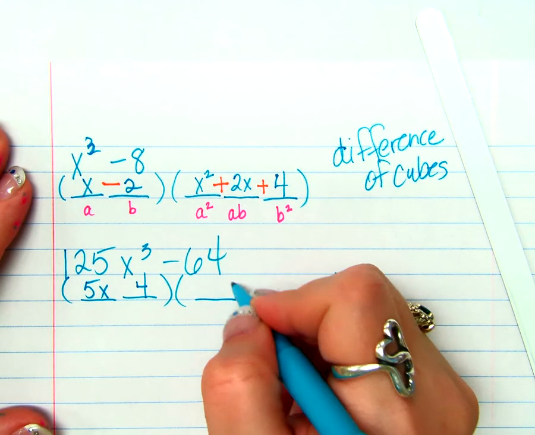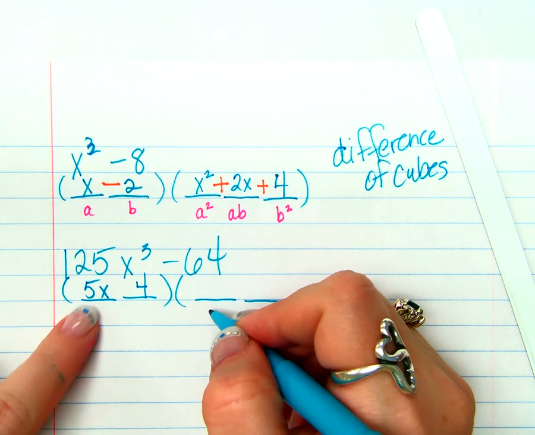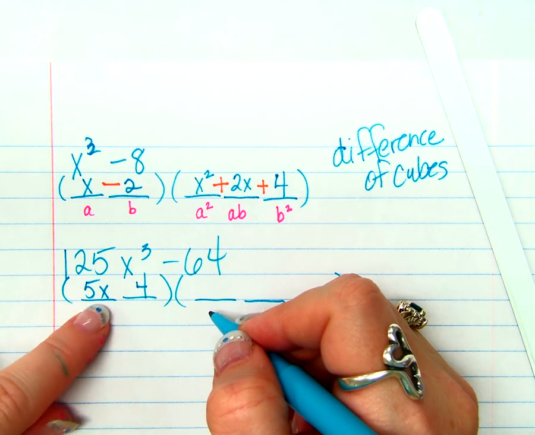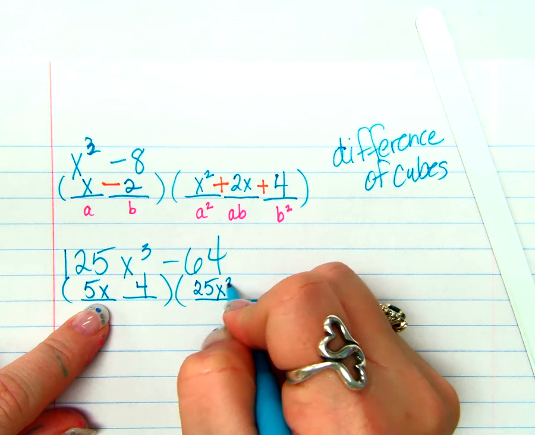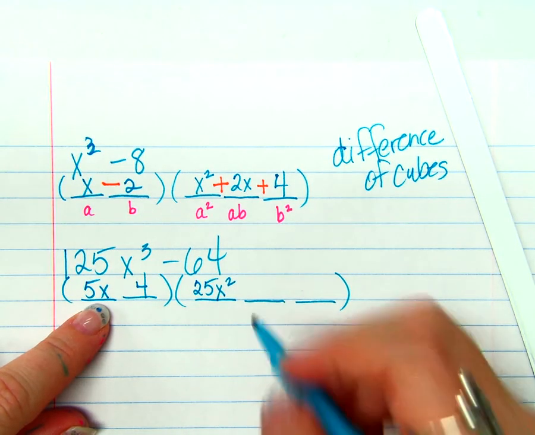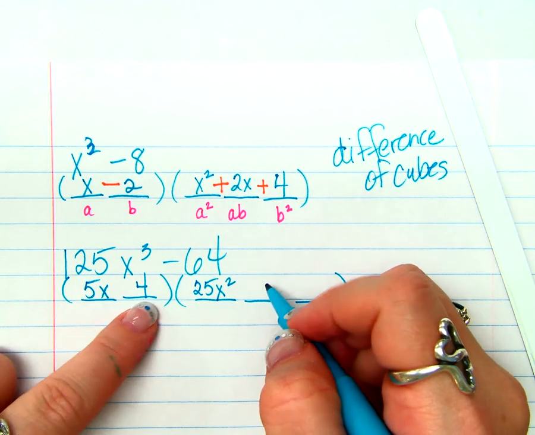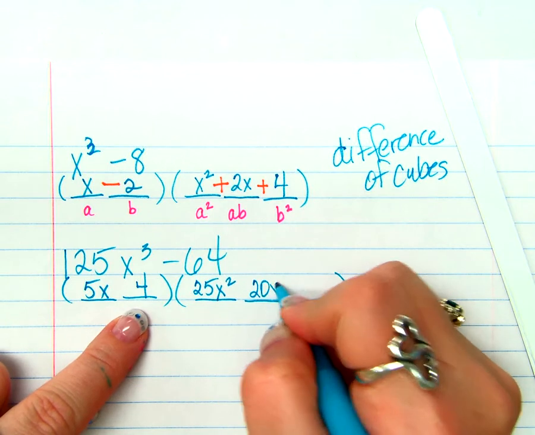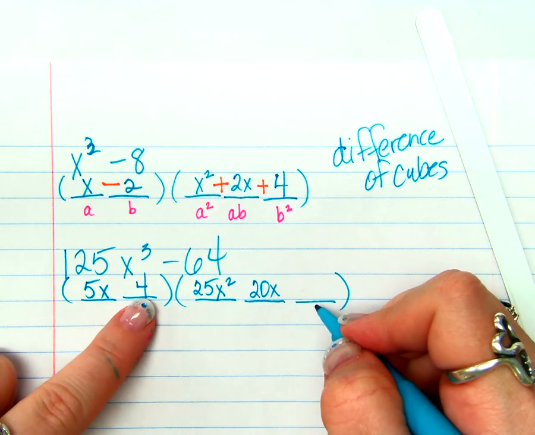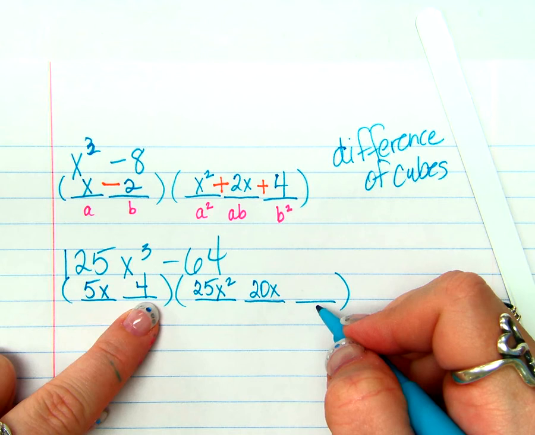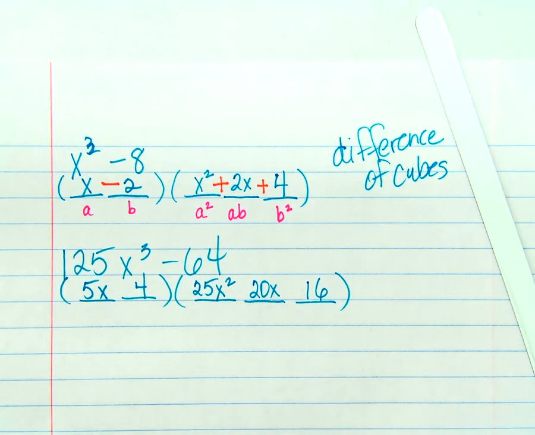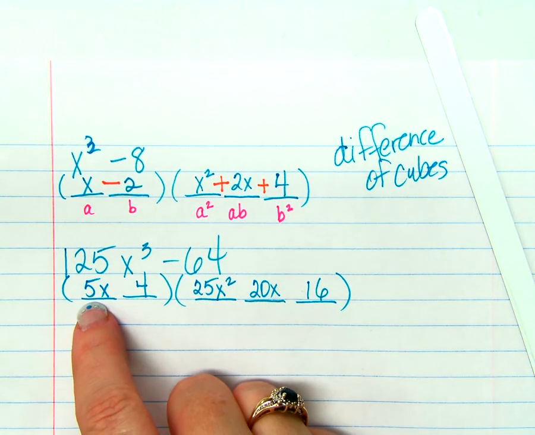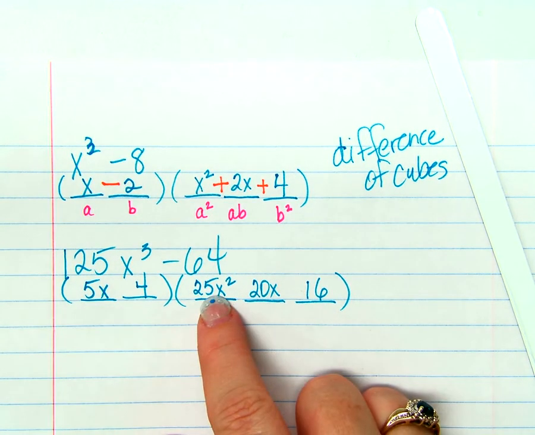Okay, what goes in the first term of the trinomial? Oh, be careful. I want to square this whole thing, not just the x. So 25x squared. Very good. What about the second term of the trinomial? 20x. And the last term? 16. That does say 125, yes. But if I'm squaring this term right here, 5 times 5 is 25.